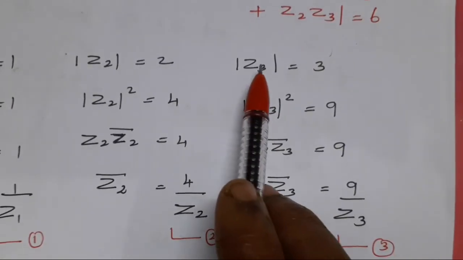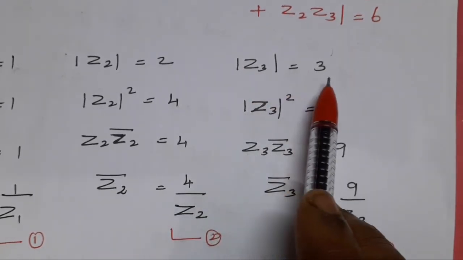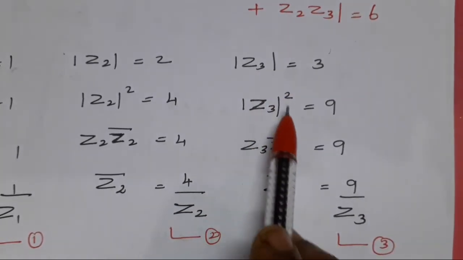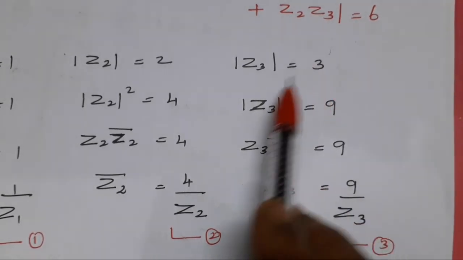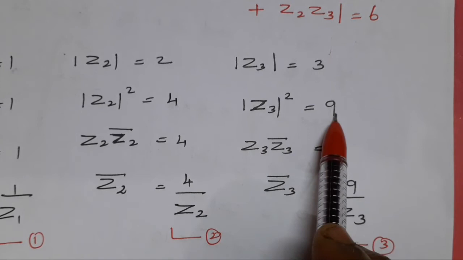Similarly, what is the third result? The third complex number value is given: modulus of z3 equal to 3. So modulus of z3 the whole square, if we square on both sides, equals 3 square, which is nothing but 9.